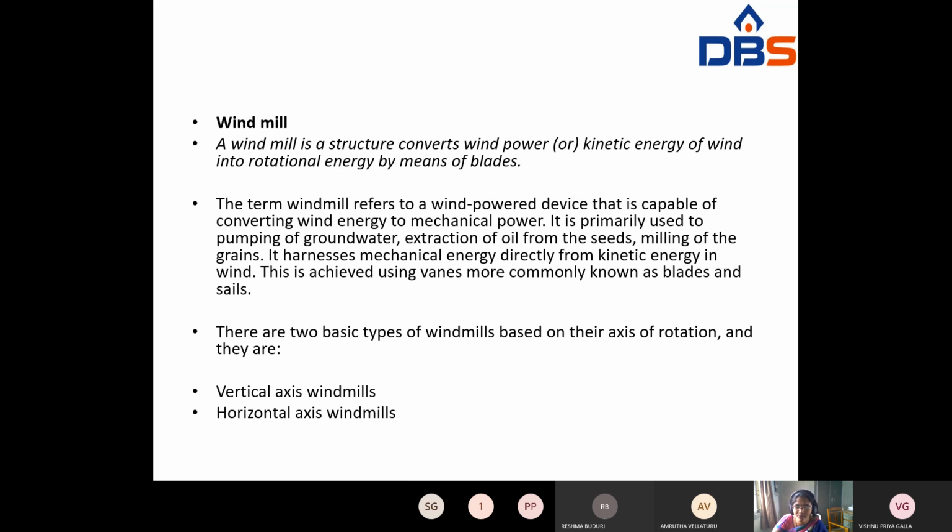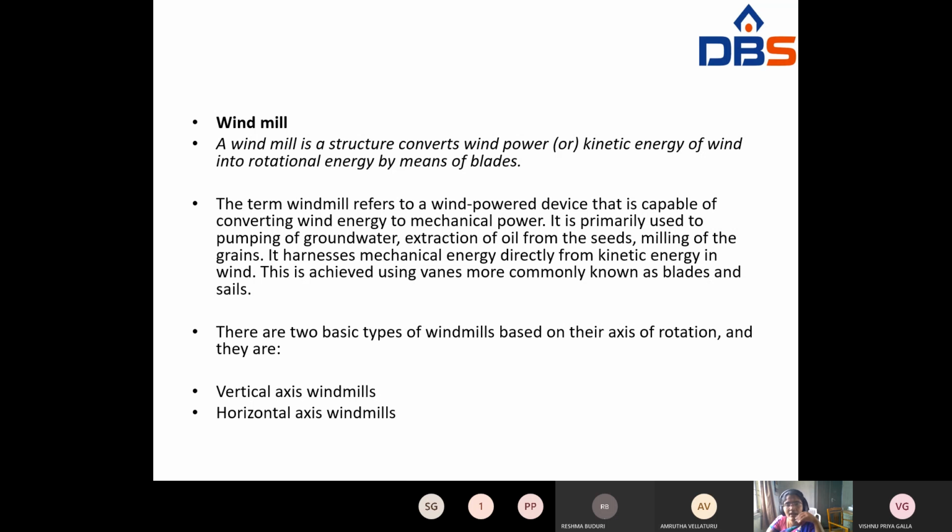Wind energy is produced by using a windmill or wind turbine. First of all, what is a windmill? A windmill is a structure that converts the wind power or kinetic energy of the wind into rotational energy by means of blades. The wind turbine converts the kinetic energy of the wind into mechanical energy. Rotational energy is nothing but mechanical energy. The term windmill refers to a wind power device that converts wind energy to mechanical power.